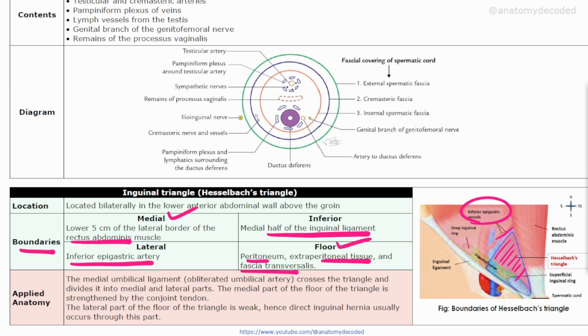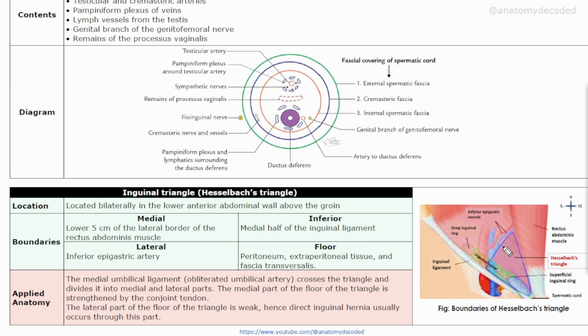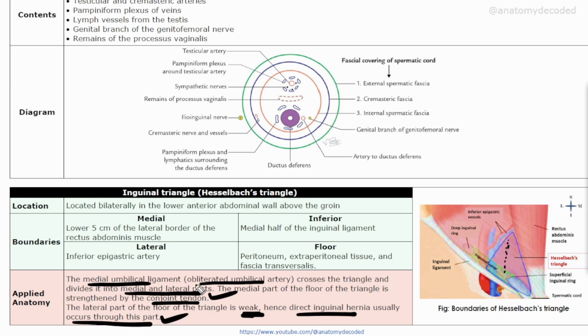And this Hesselbach's triangle is further subdivided into two triangles by a vessel which is present here, called the obliterated umbilical artery. The obliterated umbilical artery, which is also referred to as the medial umbilical ligament, crosses the triangle and divides it into medial and lateral parts. The medial part of the floor of the triangle is strengthened by the conjoint tendon. The lateral part of the triangle is weak, and hence a direct inguinal hernia usually occurs through this part.